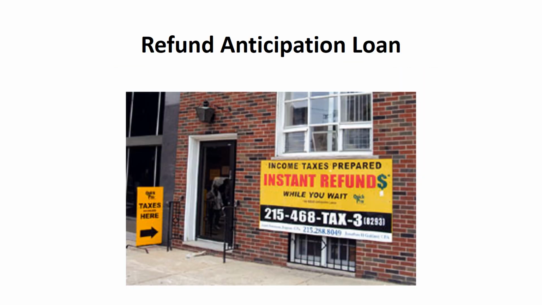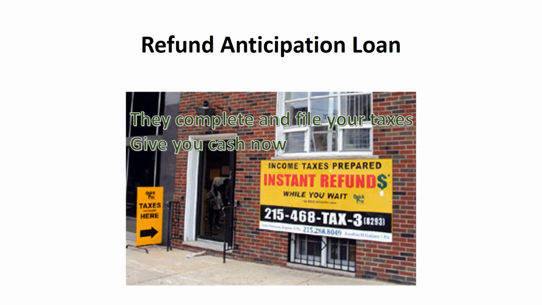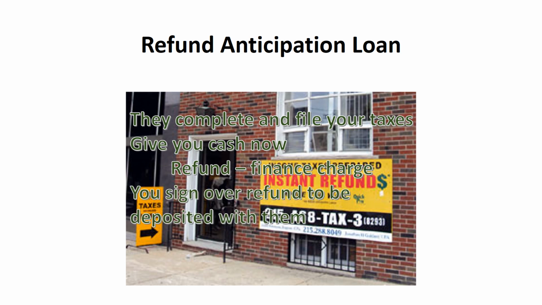Lastly is if you get your taxes done by a tax preparer and they want to give you a refund anticipation loan. In other words, an instant refund. It's not really instant because the money's not there yet from the federal government. They complete and file your taxes, but then essentially they're loaning you money. What they're doing is saying, okay, here's your refund, but we're going to not give you the amount that we're going to charge you as a finance charge. And in return, what you're going to do is sign over your refund to be deposited with them. So yes, you get your money now, but you pay a pretty significant finance charge as far as percentage of the refund when you do that. And again, it is a very expensive way of borrowing.